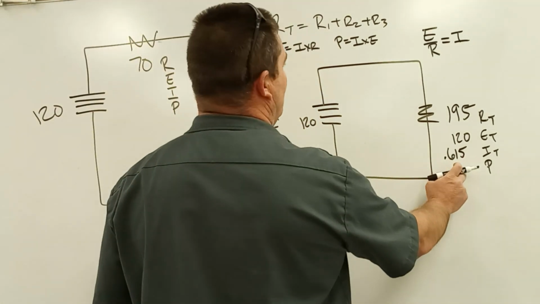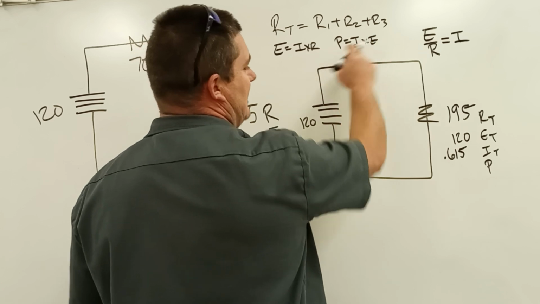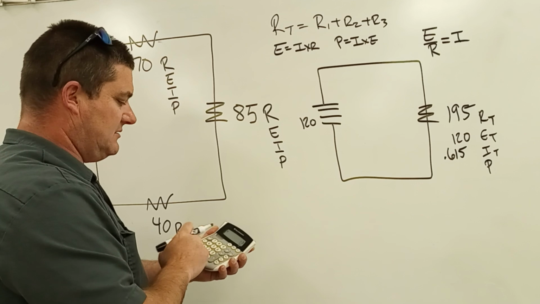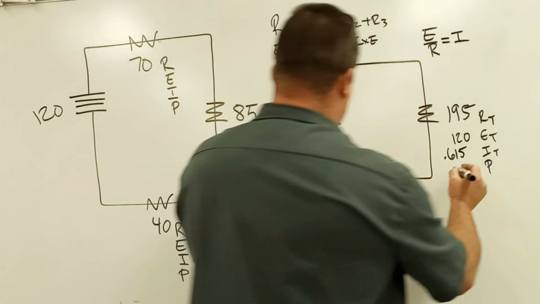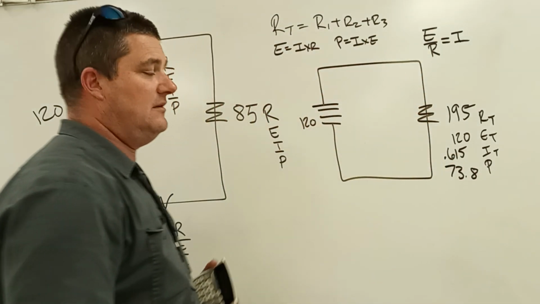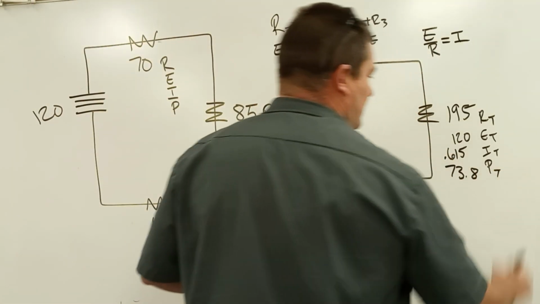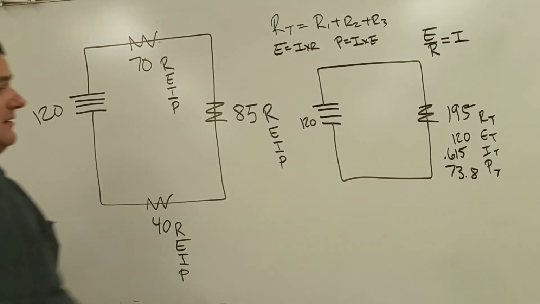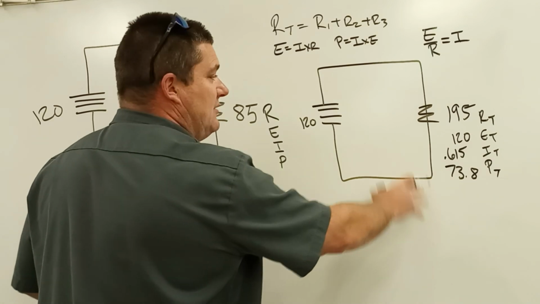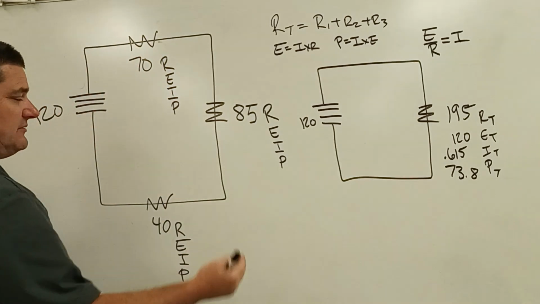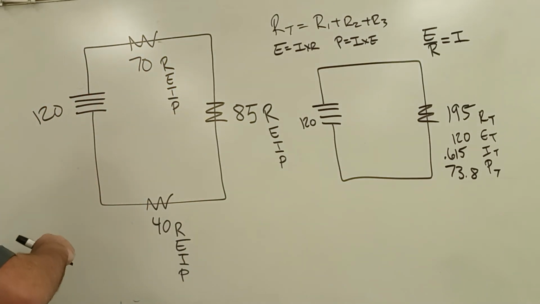Now you're going to figure out your wattage. Wattage, P equals I times E. 0.615 times 120 equals 73.8 watts, which represents the total wattage of that circuit. Now that you've solved and you have your total resistance, total current, and total wattage, you can work your way backwards and apply the rules of Ohm's law.